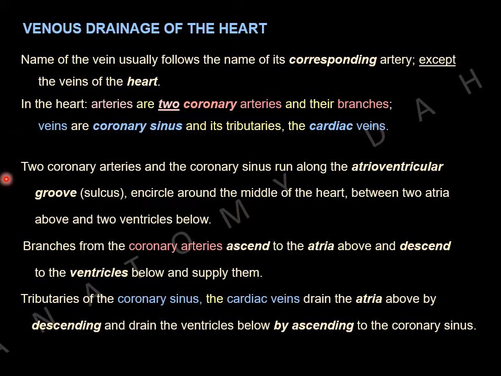The two coronary arteries and the coronary sinus run along the atrioventricular groove, or sulcus, and circle around the middle of the heart between the two atria above and the two ventricles below. Branches from the coronary arteries ascend to the atria above and descend to the ventricles below and supply them. Tributaries of the coronary sinus, the cardiac veins, drain the atria above by descending and drain the ventricles below by ascending to the coronary sinus.